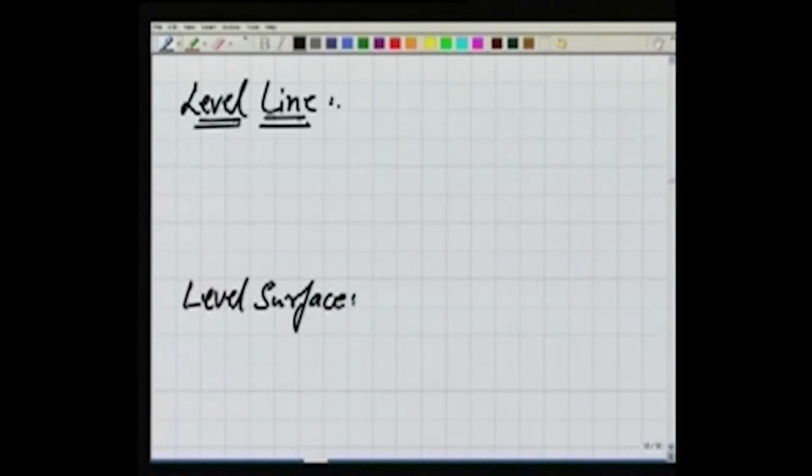Next in the definitions is the level line and the level surface. So what is the level surface? Level surface is nothing but void.